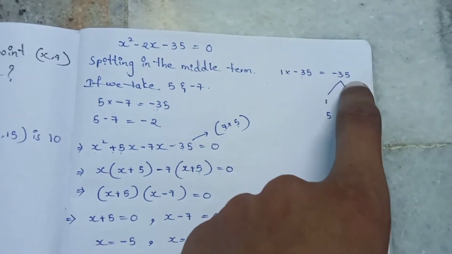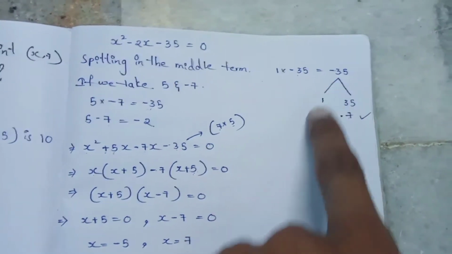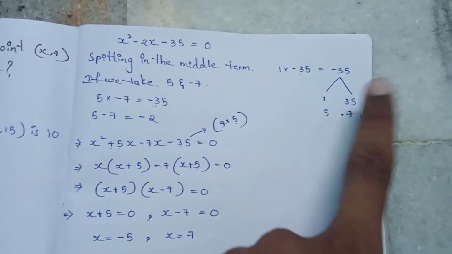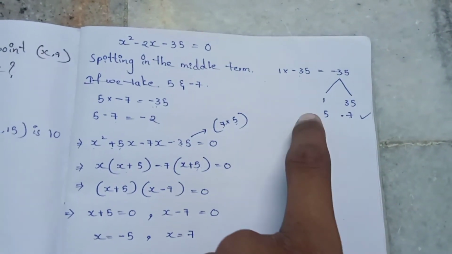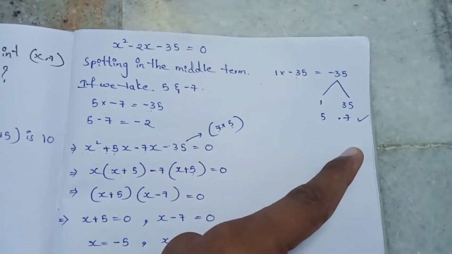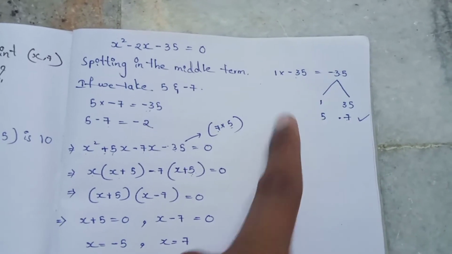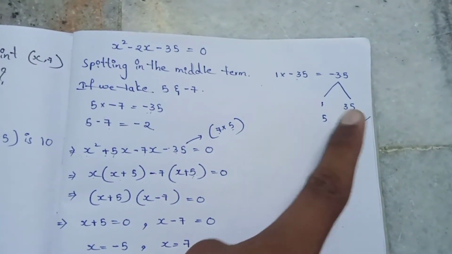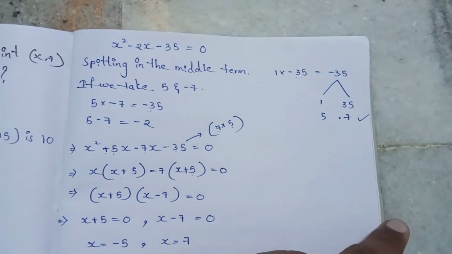Now we have to write the factors of 35. What are the factors of 35? 1 into 35. 35 in the 2 table, 3 table, 4 table, it is not possible. Next, 5 table: 5 into 7 is 35. 6 table not possible. 7 fives are 35. Again 35 ones are 35.